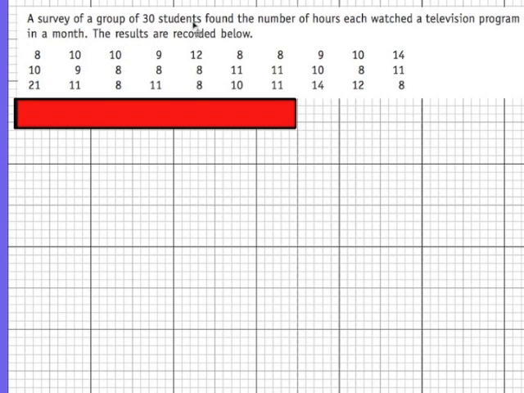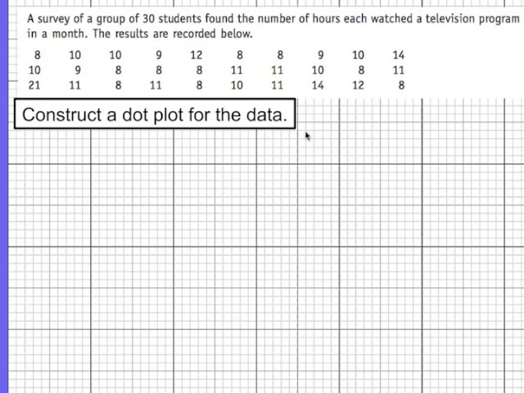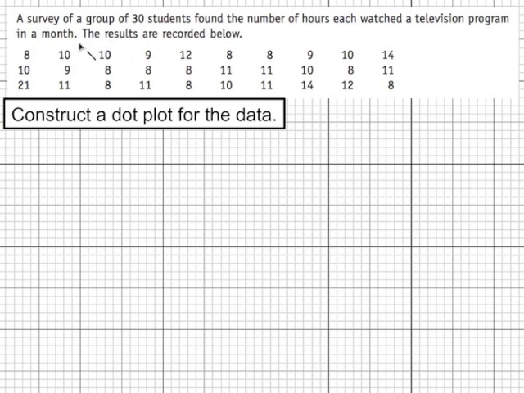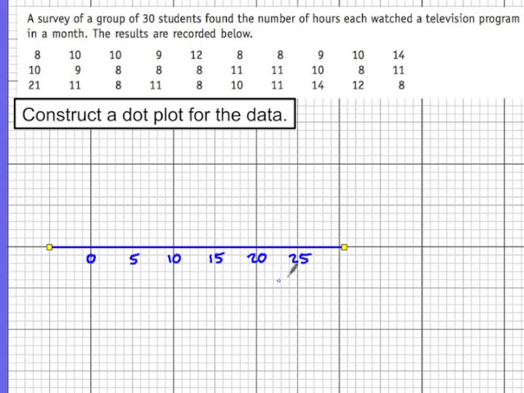In this example, we have 30 students, each recording the number of hours they watched a television programme in a month, and here are the results. I'm going to start by constructing a dot plot for the data so that I can visualise it more clearly. A quick scan over the data, looks like 21 is the highest value. So my horizontal scale is the number of hours watched, and each student is represented by a dot on the diagram. So the first student watched 8 hours, then 10, then another 10, and so on.